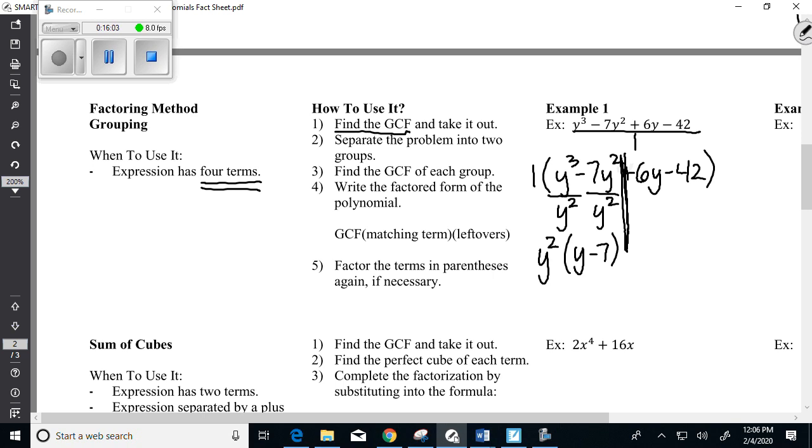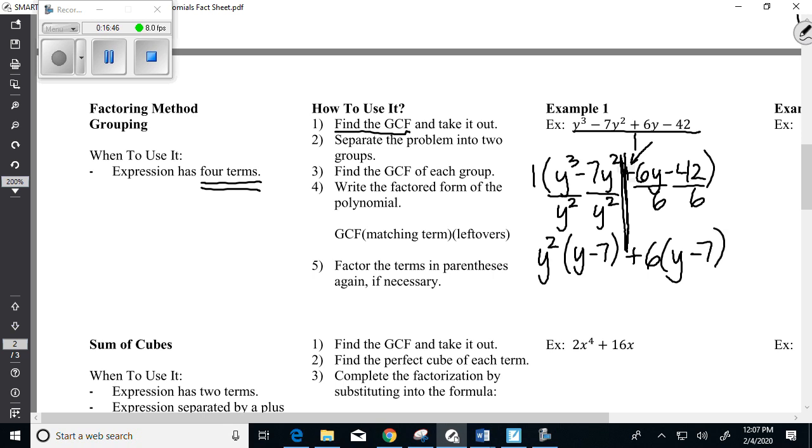Now it's very important that you see y minus 7 in that parentheses. You'll see in a second. Go over to the second group. Whatever the sign is in front of the second group, you have to pull that down automatically. So it's automatically going to have a plus sign. Now you look at the 6 and the 42. Both of those are divisible by 6. So if you take out 6, 6y divided by 6 is y, negative 42 divided by 6 is minus 7.